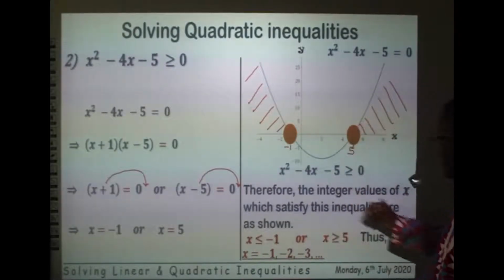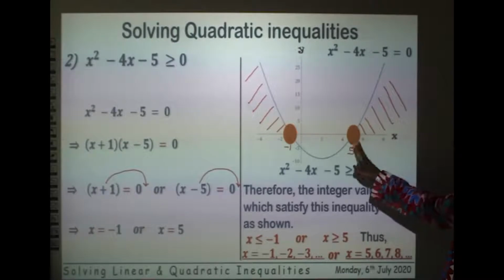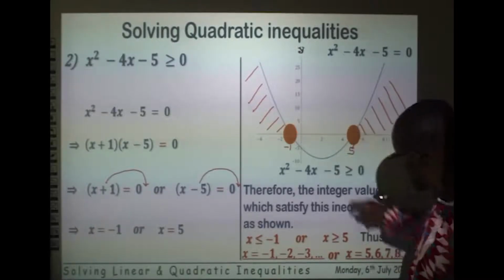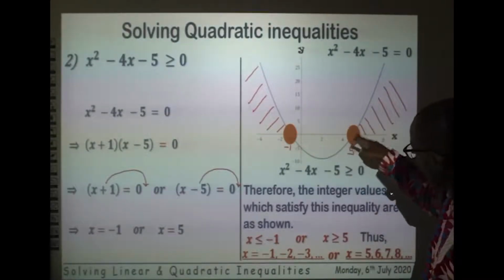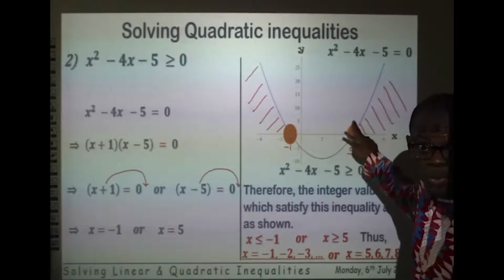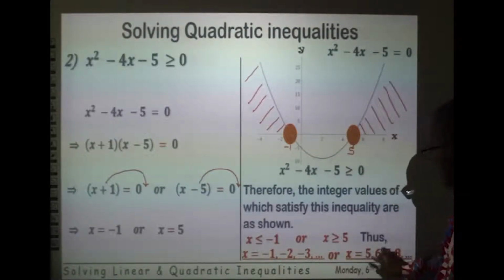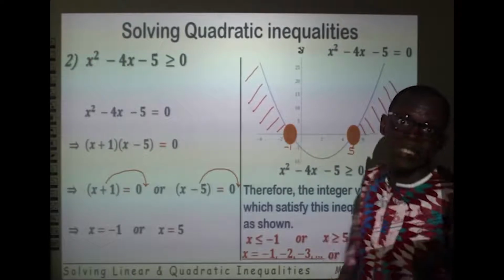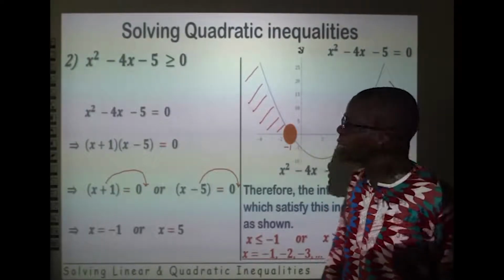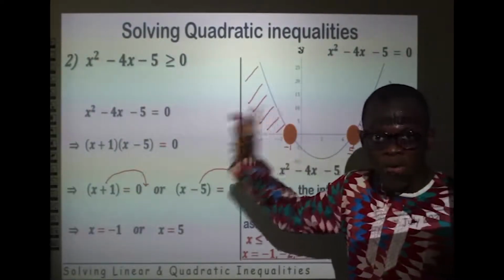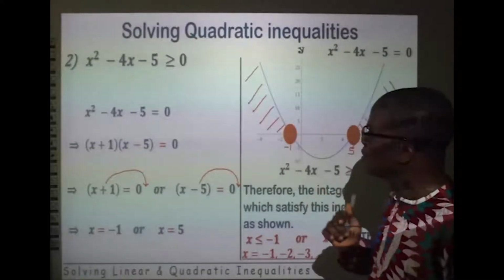And on that side, you are starting with 5 because it says greater than or equal to, so you are including the 5 because the circle is a solid one. So you have 5, 6, 7, 8, and so on. Alright? So far so good. We have one more example to go.